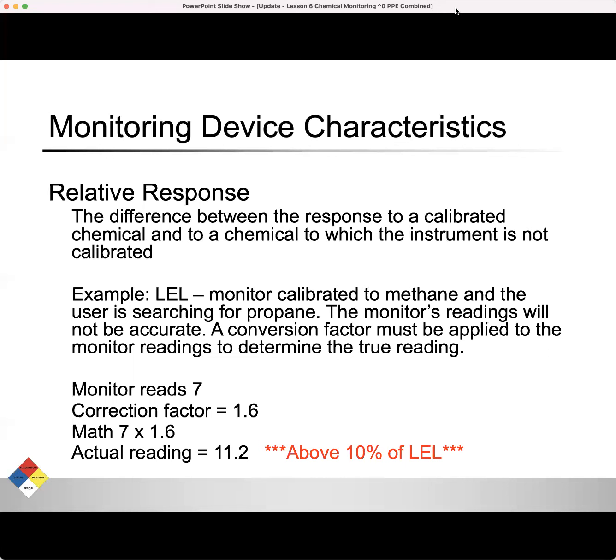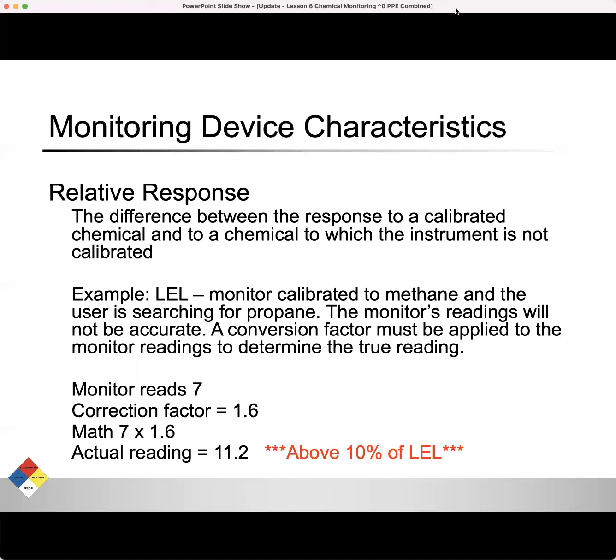Here's an example. Your LEL, or the combustible gas sensor. Normally, many times, that sensor is calibrated to methane. If you were searching for propane, then your monitor's readings will not be accurate. Many times, manufacturers will provide a chart of conversion factors. You apply the conversion factor to the monitor readings to determine the true reading.